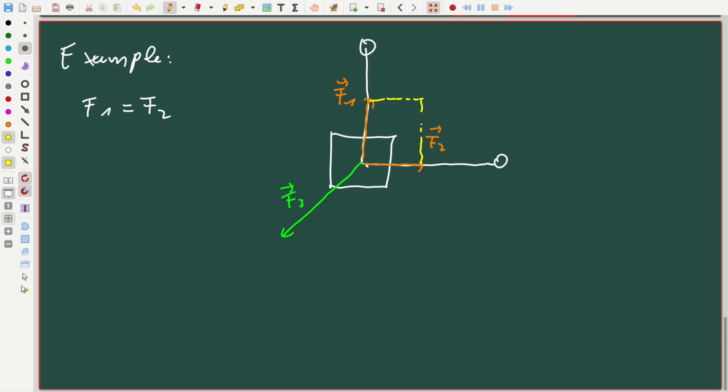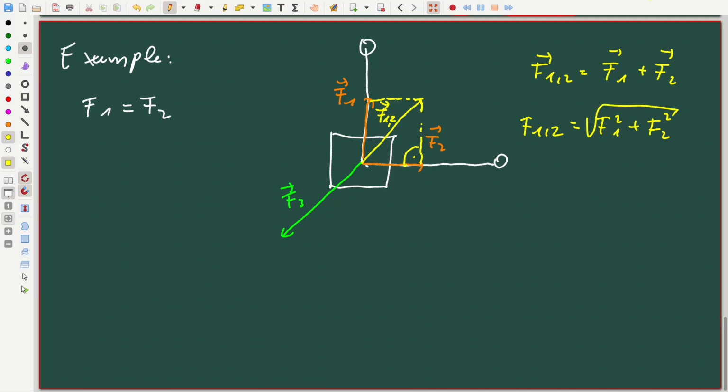Now we can calculate the net force of these two, and maybe we can call that F12, which means that now we have the sum of F1 and F2. We want to write down the vector sum, which is given as vector F equals vector F1 plus vector F2. If we want to calculate the magnitude, this can be done very easily. We have a 90-degree angle, so we can simply use the theorem of Pythagoras, which means we have F1 squared plus F2 squared and then the square root of that. Since F1 is equal to F2, we can simply write the square root of 2 times F1 squared, and this is the same as the square root of 2 times F1.